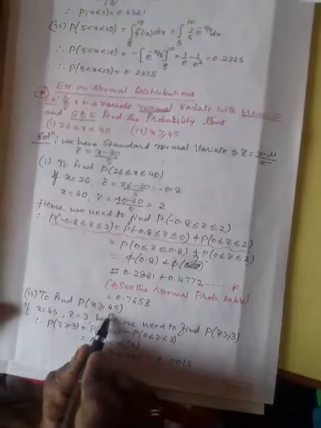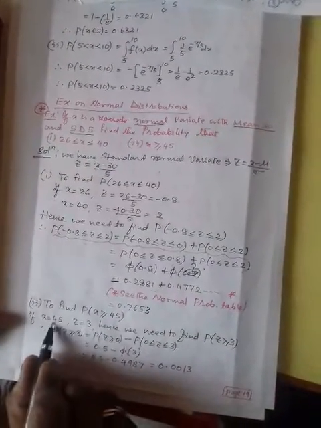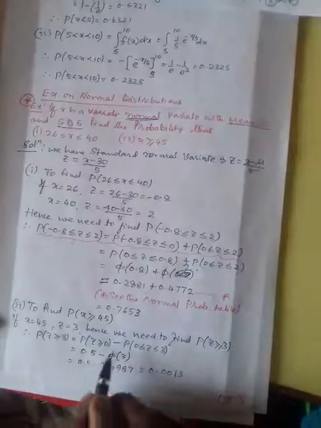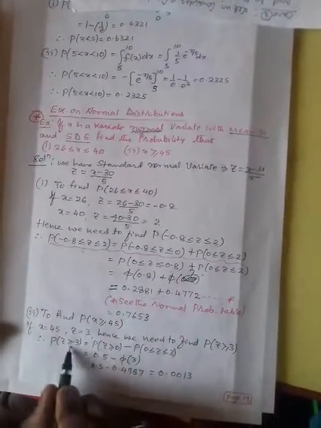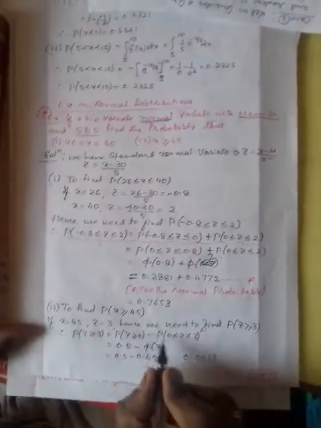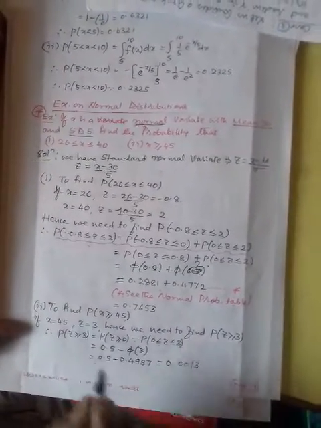Similarly, the second condition, P of x is greater than or equal to 45. When x equals 45, z is equal to 3. Again using the same condition as we saw in the first condition. Therefore, we need to get P of z is greater than or equal to 3. What is the condition? P of z is greater than or equal to 0 minus P of 0 is less than or equal to z is less than or equal to 3.